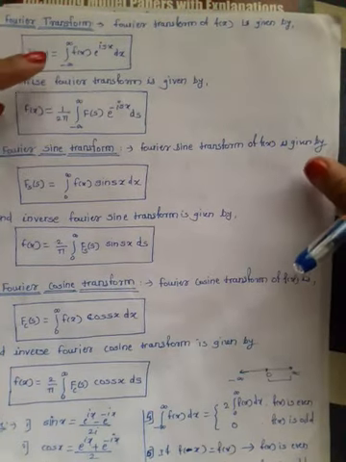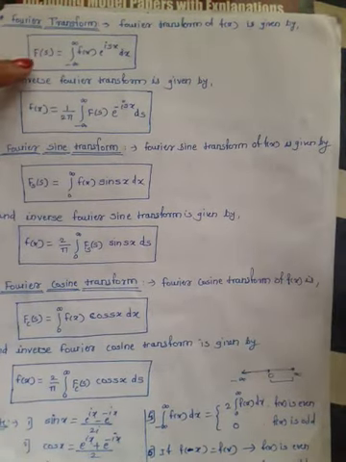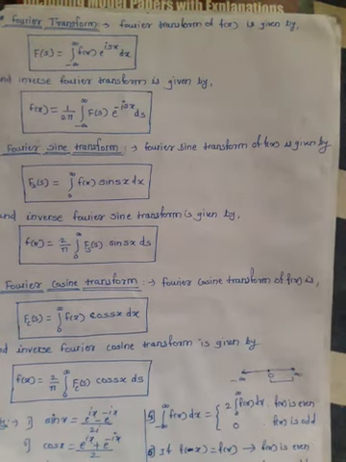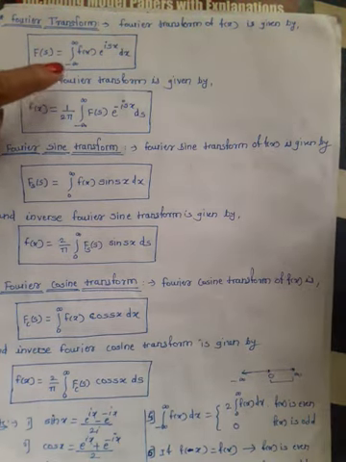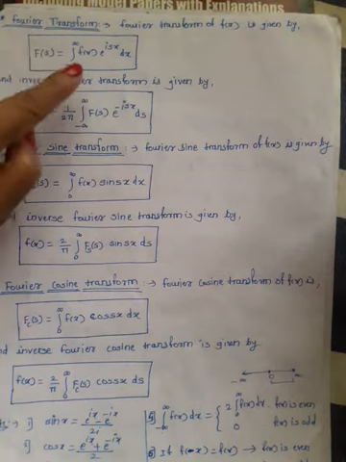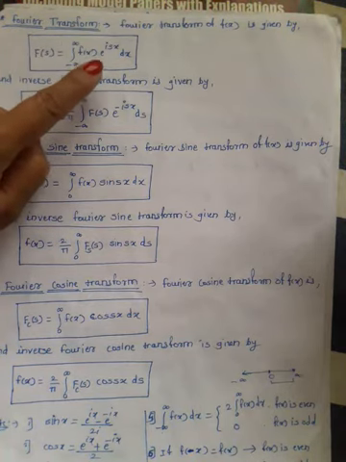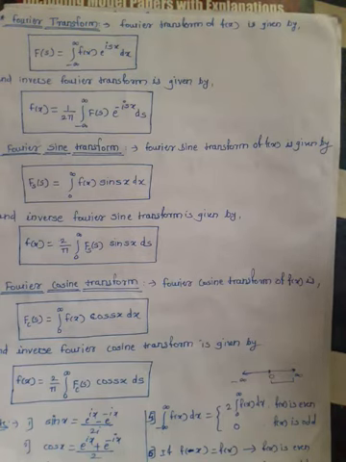Therefore the Fourier transform of f(x) is given by capital F(s) = ∫ from −∞ to ∞ f(x) e^(isx) dx. Okay, this is the main Fourier transform formula.